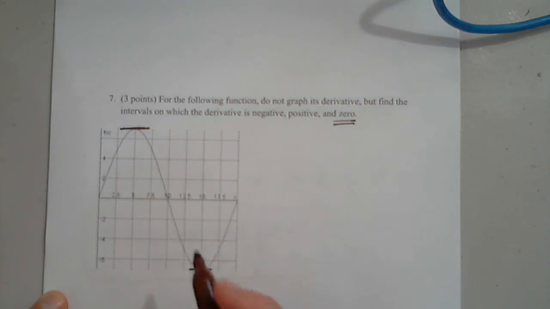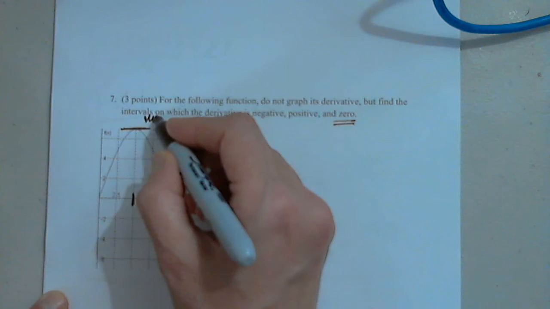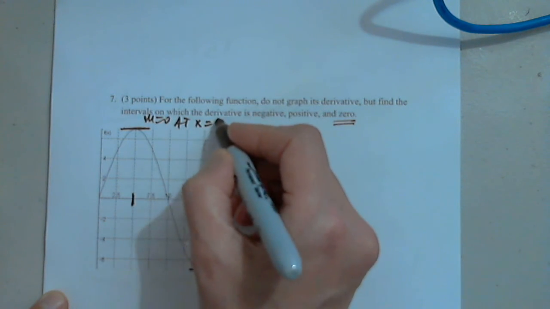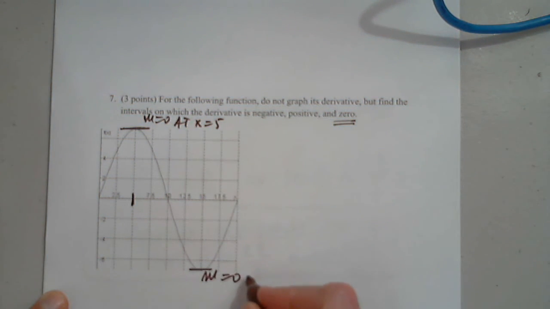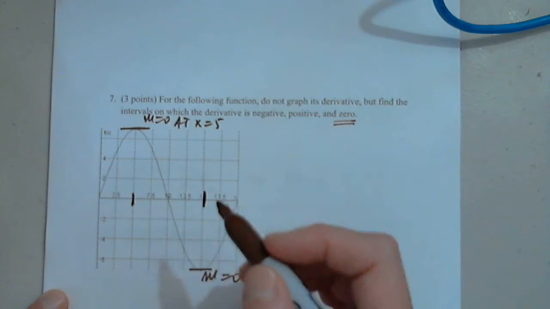Okay, so 0 right here and here. So at 5, the slope is 0 at x equals 5. The slope is 0 at x equals 15.